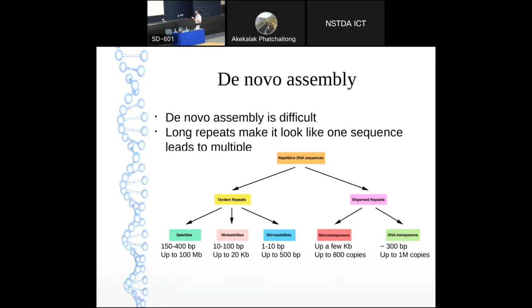The other type of repeat is dispersed repeats. So these are repeats that are not repeated one after the other, but they occur often throughout the genome. The larger of these are retrotransposons, which can be up to a few kilobases in size, although generally smaller than that, and occur up to about 800 copies in a genome. And then we have DNA transposons, which are smaller but occur far more often, up to about 1 million copies in the genome.